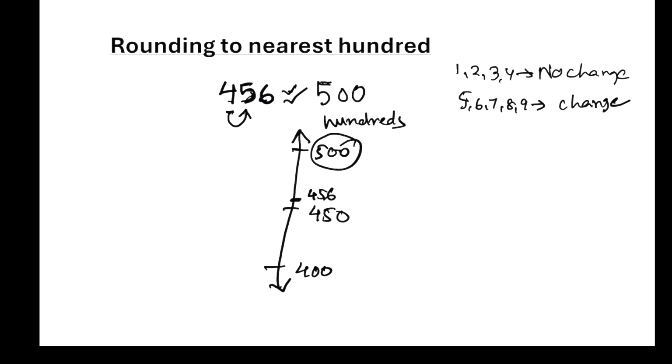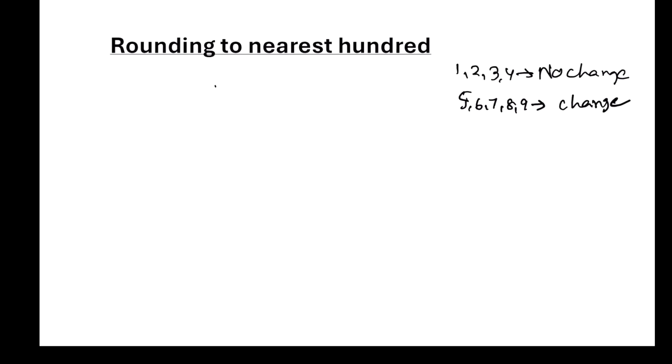Let's take another example. 725. First, let's figure out what is the hundreds place digit. 7. Look at the previous digit, which is the tens place digit. 2. 2 means there is no change. So 725, the nearest 100 will be 700.